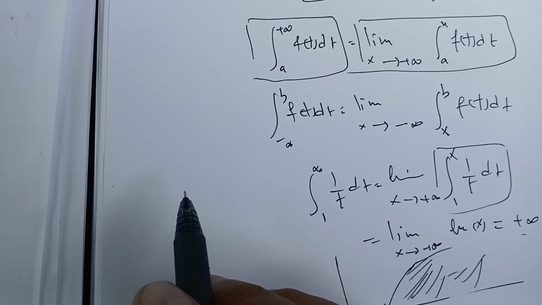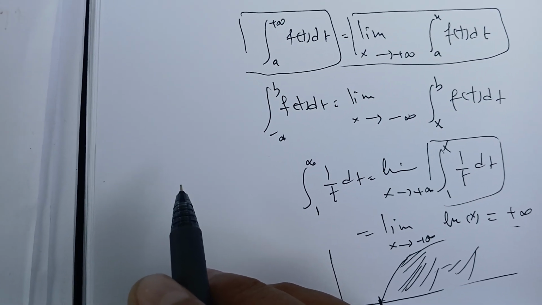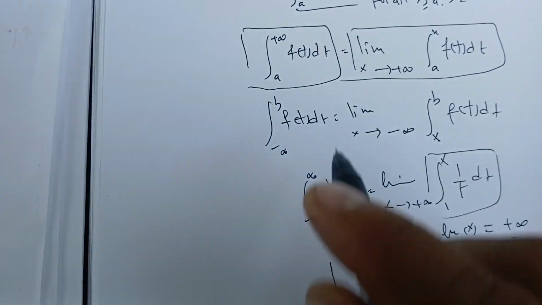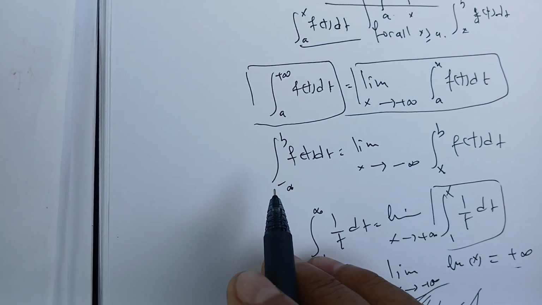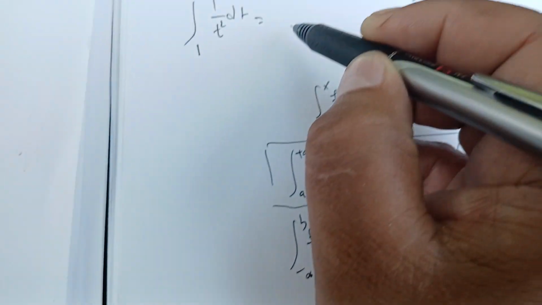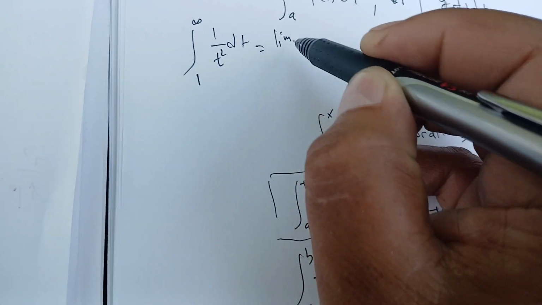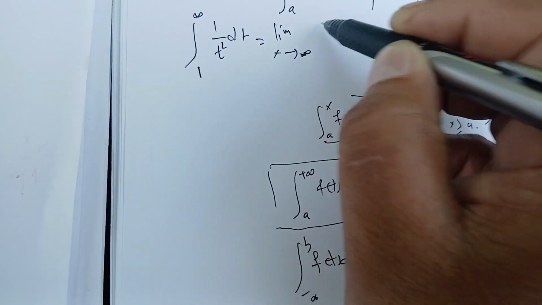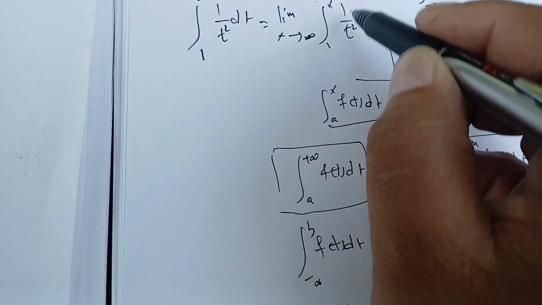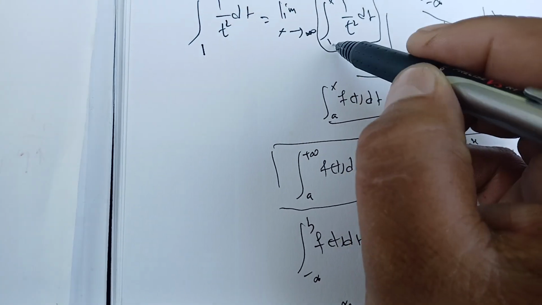So that's the difference between the first kind and the second kind. We're going to see what we mean by the second kind, but first we deal with infinity. For instance, we can see what we have between 1 and infinity of 1 over t squared dt. So we define the limit as x goes to infinity of the integral between 1 and x of 1 over t squared dt. This one always exists for all x bigger than 1.